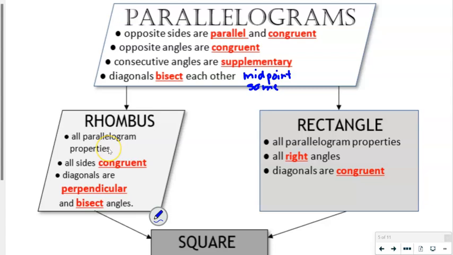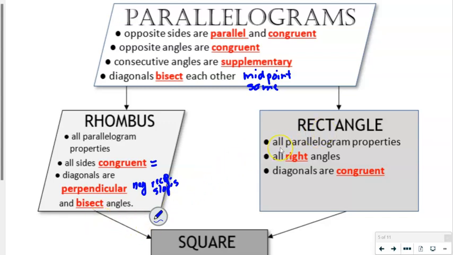So rhombus has all the properties of a parallelogram, and then all sides are congruent. That means they're equal, right? Diagonals are perpendicular, and that means what? They have negative reciprocal slopes, right? Remember that? And then again, bisects the angle. That just means they cut the angles into two equal parts.